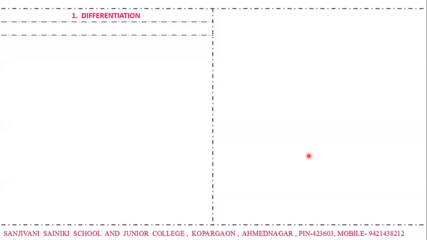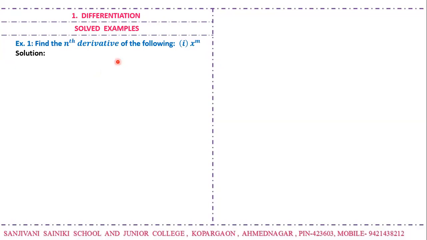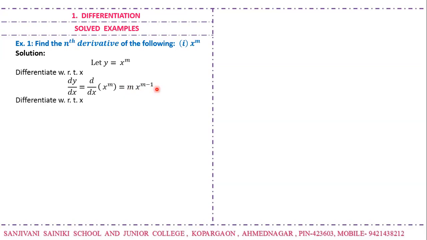So let us study some solved examples on this nth order derivative. So we have to find the nth order derivative of x raised to m. So what is y? y is equal to x raised to m. Differentiate with respect to x, we get dy by dx is equal to d by dx of x raised to m, which is m into x raised to m minus 1.